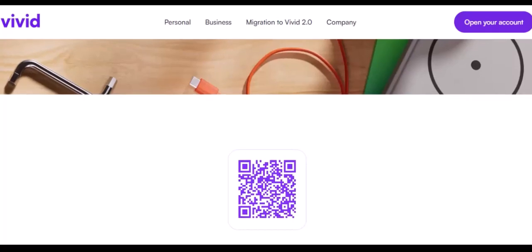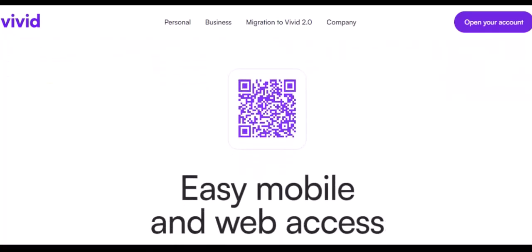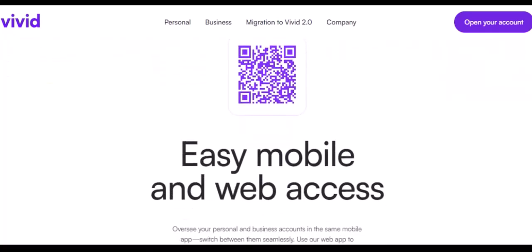Security considerations. Vivid prioritizes the security of your funds. They employ advanced security measures to protect your account information and prevent unauthorized access. However, it's always a good practice to be cautious and avoid sharing your personal details with anyone.